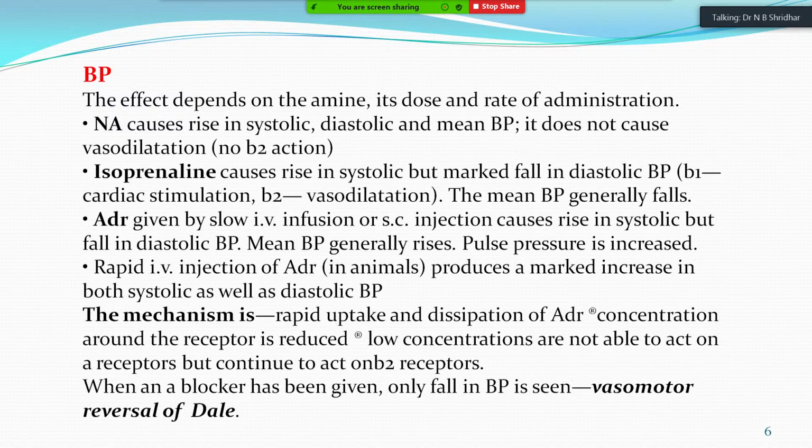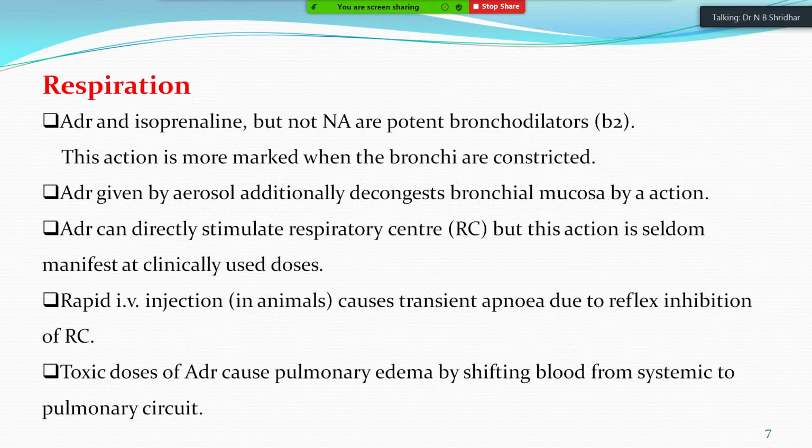Especially the Dale's reversal phenomenon is very much related to the heart. When adrenaline or an agonist is given, there is an increase in the blood pressure, whereas if an antagonist is there, it is going to nullify the action of the agonist, and the blood pressure is going to decrease, which means it is reversed. That's why it is known as Dale's reversal phenomenon.